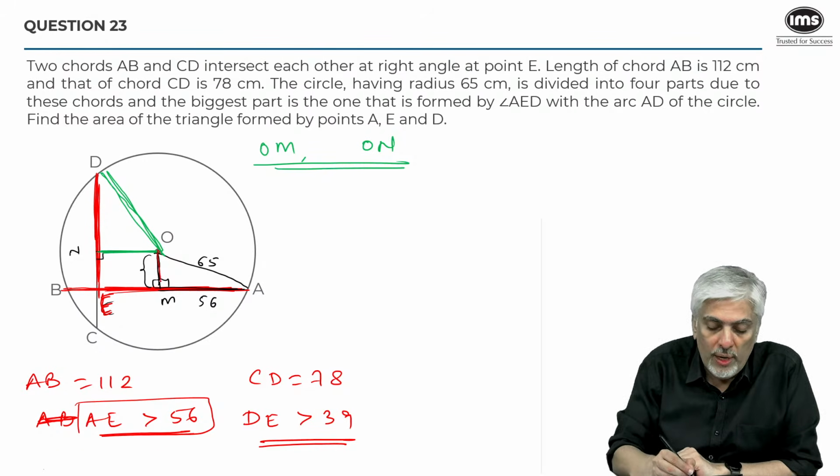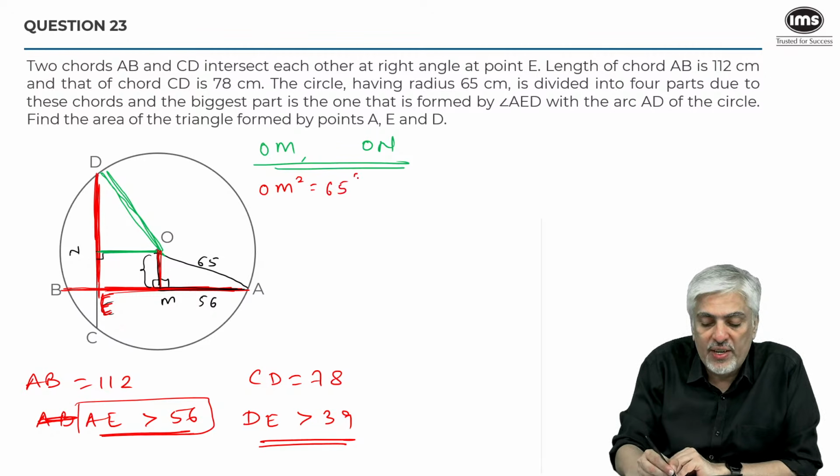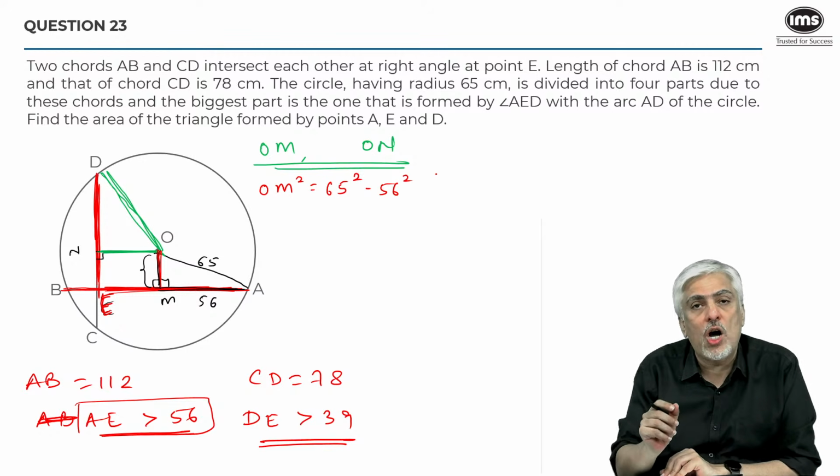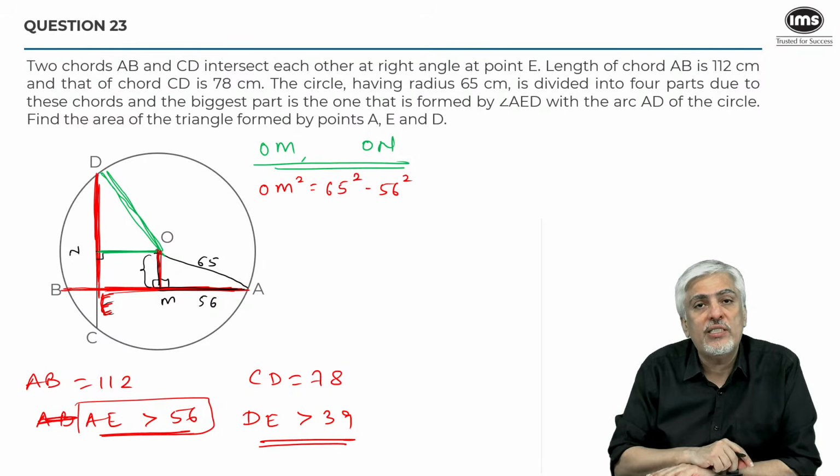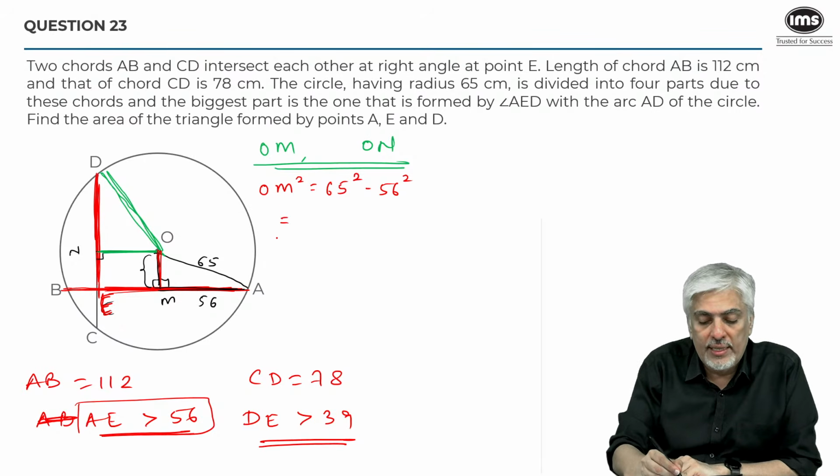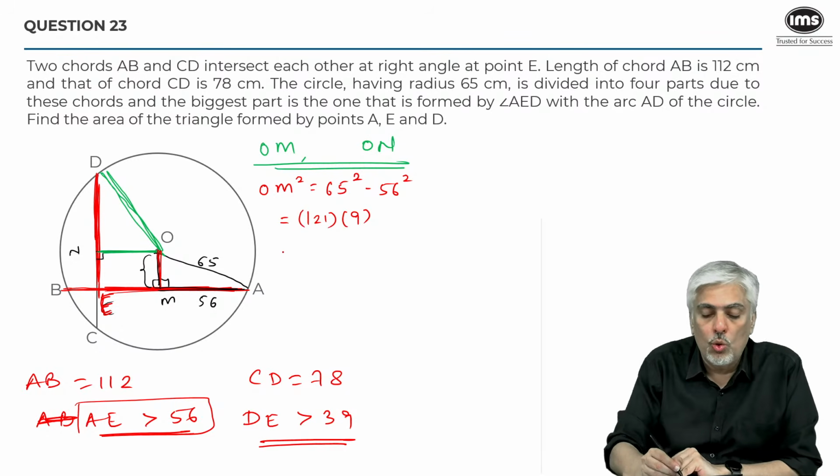Okay. OM square will be 65 square minus 56 square. Small things, but I want to know how many people use this. How many people use a square minus b square over here? a square minus b square will be a plus b into a minus b. So OM will be 11 into 3, 33.